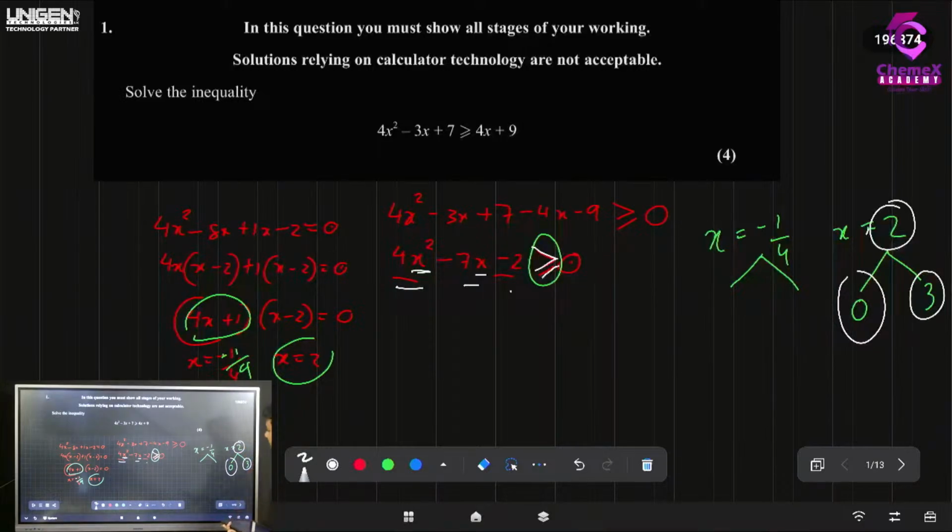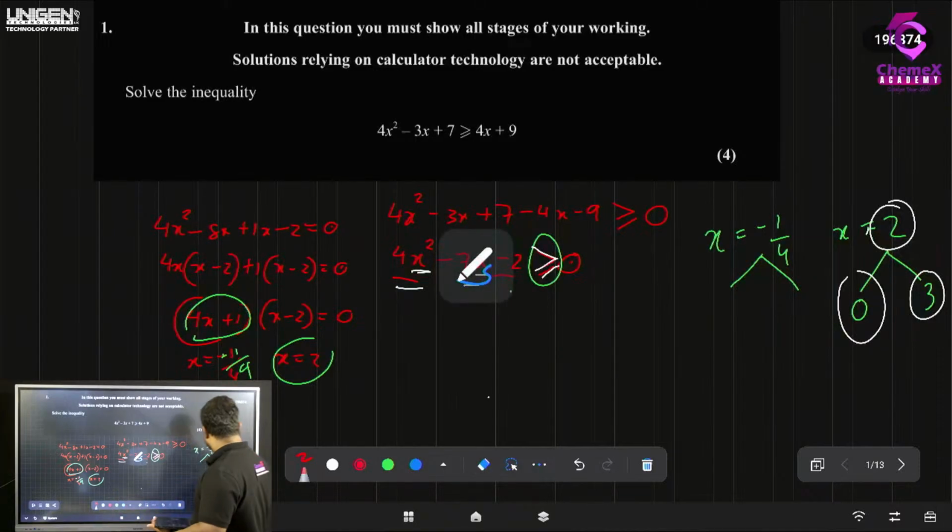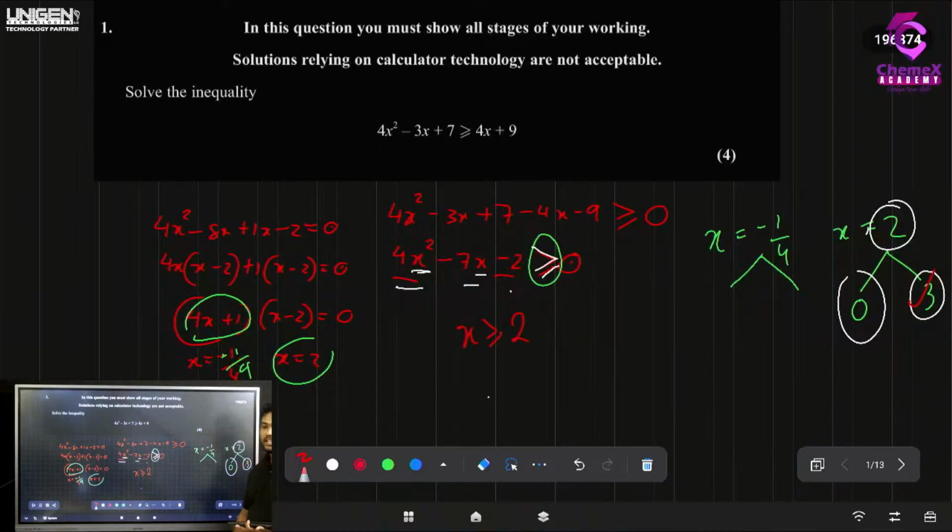Let's take 3 and check. So 9 times 4, 36. So 36 minus 7 times 3, 21, minus 2. What do you get? It's going to be 15 minus 2. So that's going to be 13. Is it larger than 0? Yes. So what should x be? Here we concluded that it satisfies this, right? So x should be larger than or equals 2. Is there anyone who doesn't understand how I came to the conclusion that it's larger than 2?